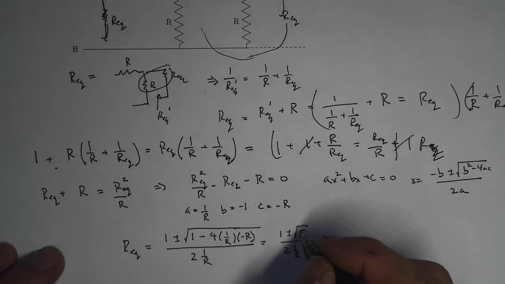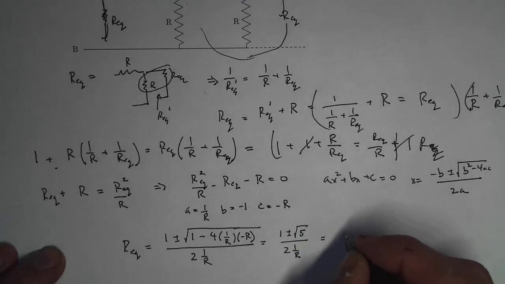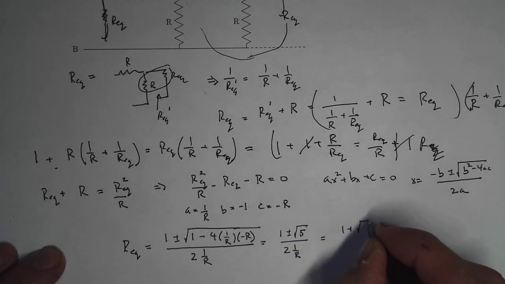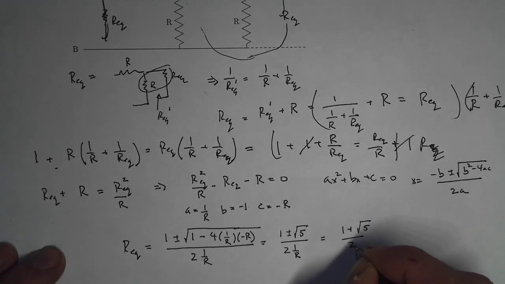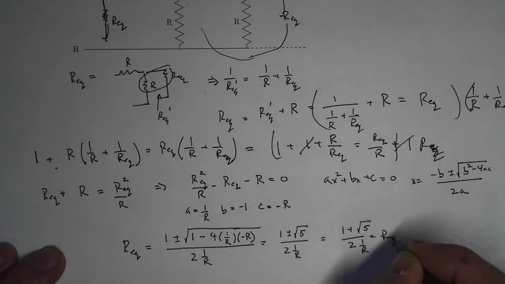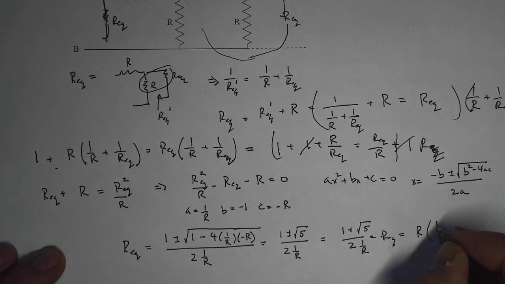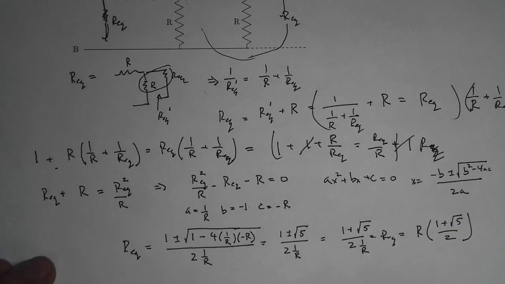Like I said before, there are two solutions here, but one of them is 1 minus the square root of 5. The square root of 5 is bigger than 1, so this will be negative. So the only relevant solution is this one: 1 plus the square root of 5 over 2 over R, or REQ is equal to R times 1 plus the square root of 5 over 2. All right. Hope that was helpful.